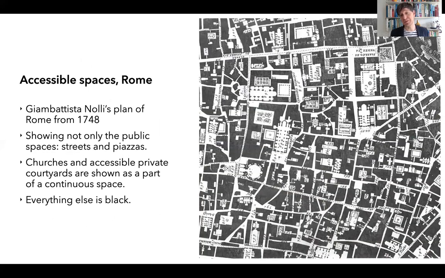I wanted to start with this classic map. Some of you might recognize it. It's about all the accessible spaces in Rome, and it was made in the 18th century. So in 1748, this map of Rome was made by Giambattista Nolli. And it's special because it's not only showing the streets and showing the public spaces, but it's also looking at the interior spaces as part of it.